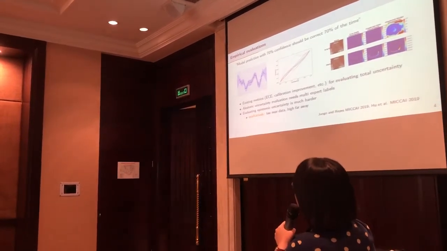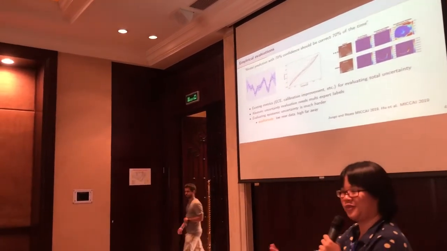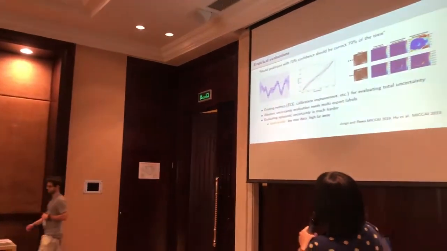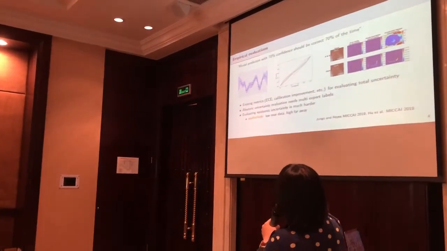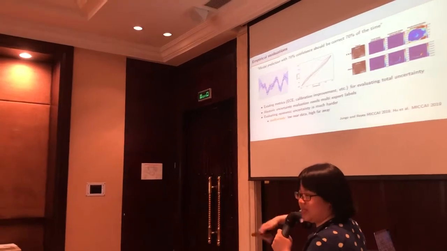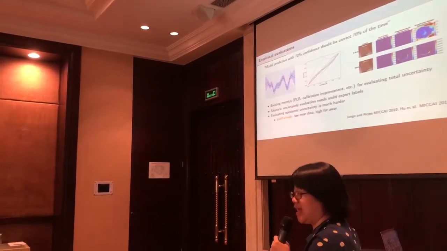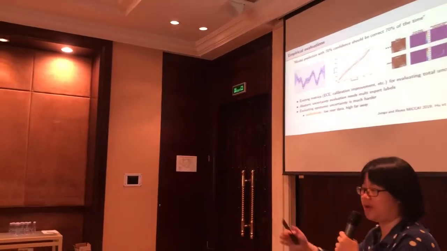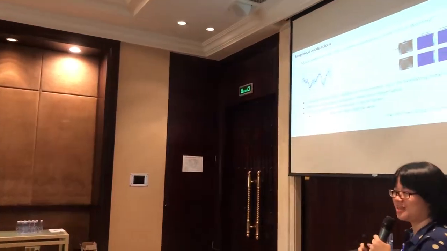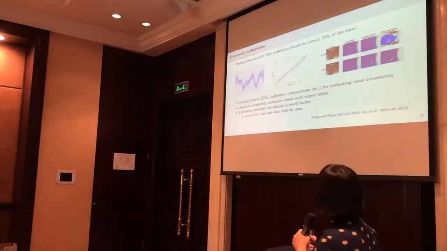So tell me if you don't agree with me, but I think qualitatively, epistemic uncertainty should be low when it's close to the data region, and it should be high when you are far away from the data region, right? So that's the qualitative observation.